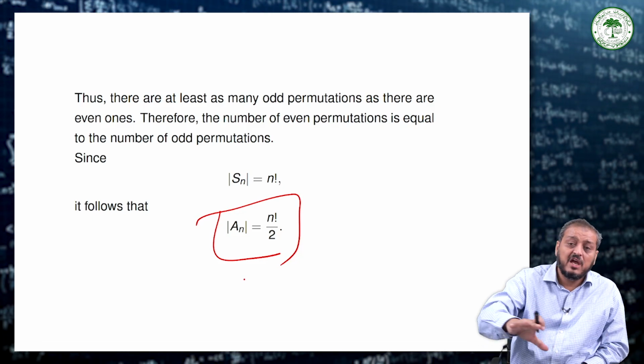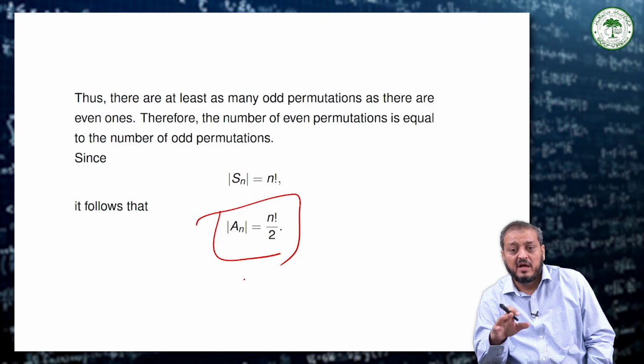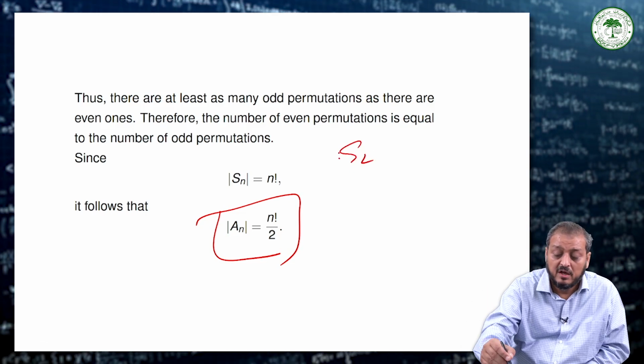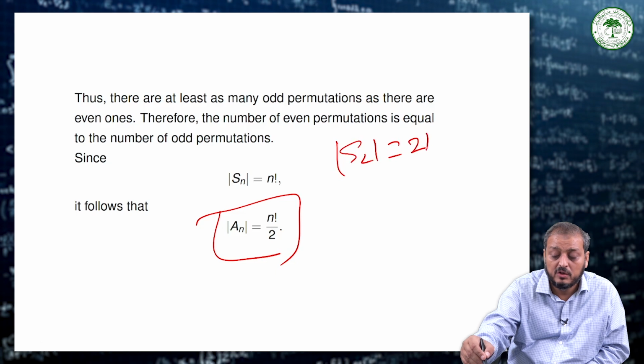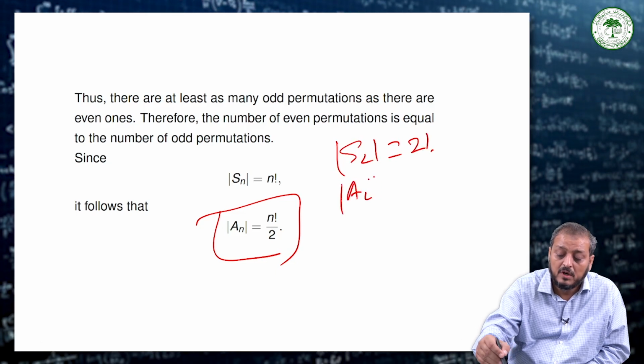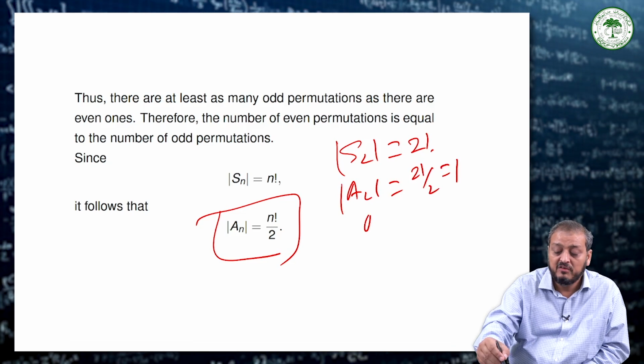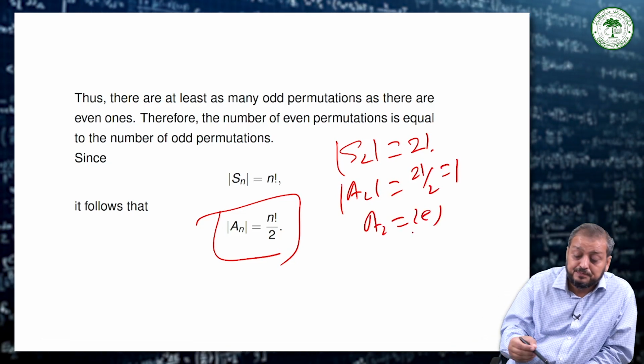In general we can show this by examples. Take S2: the order of S2 is 2 factorial, and the order of A2 is 2 factorial by 2, which is equal to 1. So A2 is equal to the identity.